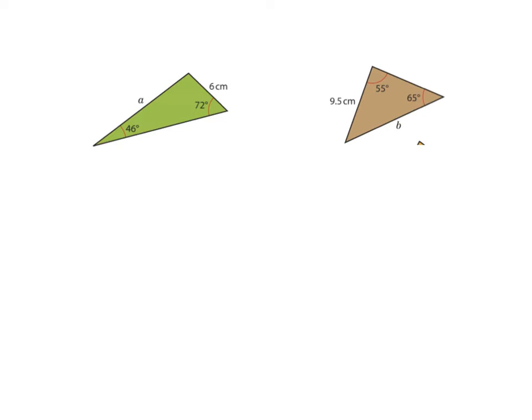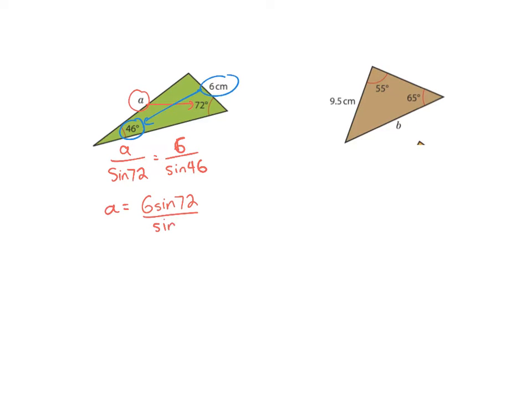So on A, we could see that we had A that we were looking for here and the angle opposite, which is 72 degrees. So I could set that up as A over sine of 72. And then I had this side here, which was 6 centimeters, and the opposite angle here was 46 degrees. So that would be 6 over sine of 46 degrees. And then A is being divided by sine of 72 degrees, so I multiply both sides by sine of 72 degrees to get A equals 6 times sine of 72 degrees divided by sine of 46 degrees.